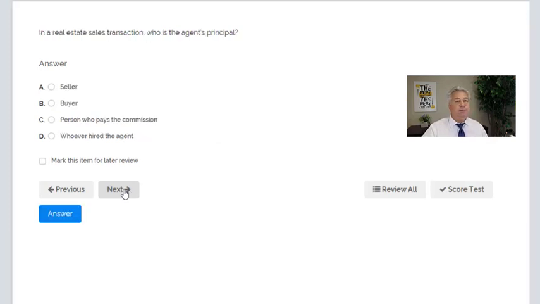Next question. In a real estate sales transaction, who is the agent's principal? A, the seller, B, the buyer, C, the person who pays the commission, or D, whoever hired the agent.